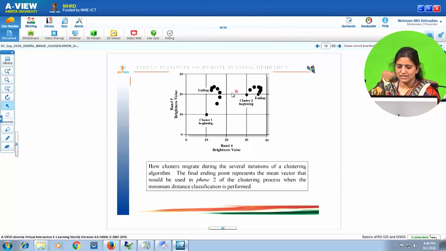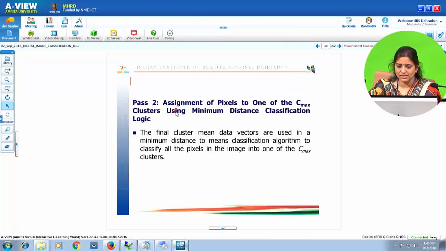By the end of pass 1, we have the means of the Cmax clusters that are required by us. In pass 2, the pixels are assigned to one of the Cmax clusters using minimum distance to means classification logic, as we have already discussed in supervised classification. The final cluster mean data vectors are used in a minimum distance to means classification algorithm to classify all the pixels in the image into one of the Cmax clusters.